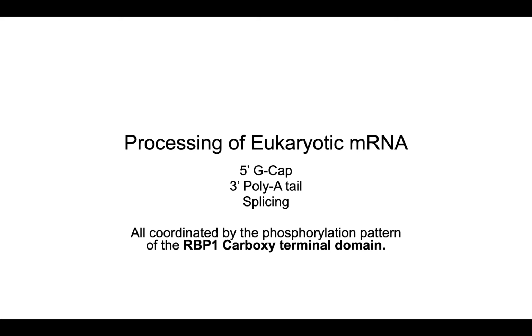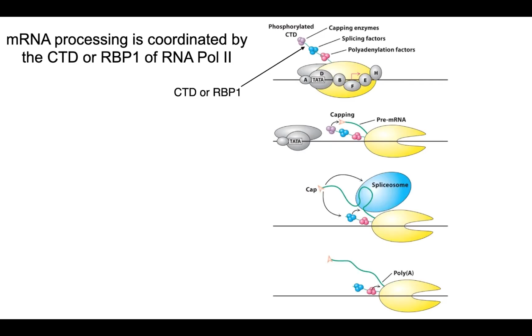All right, in this video, we're going to talk about the processing of eukaryotic messenger RNA. Specifically, we're going to talk a little bit about the 5' GCAP, the 3' poly A tail, and splicing. And all of this is coordinated by the RBP1 subunit of the RNA polymerase protein, and specifically the carboxy terminal domain of RBP1.